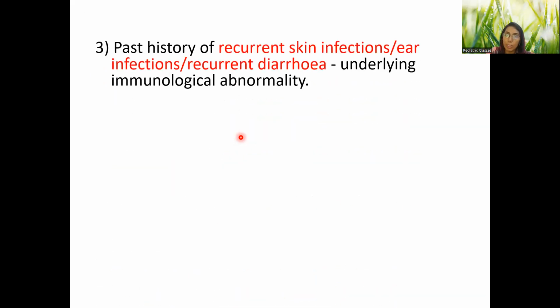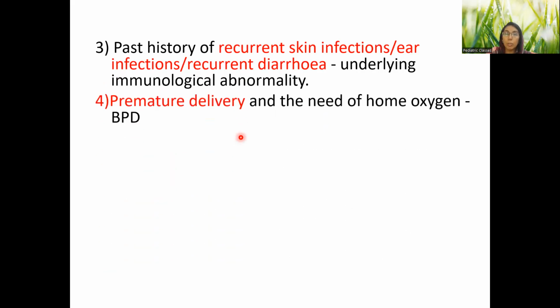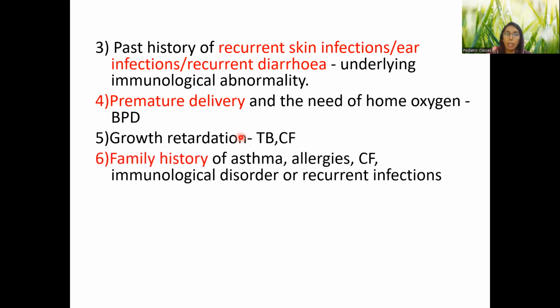Now, you also need to ask about the past history of recurrent skin infections or ear infections or recurrent diarrhea to rule out immunological abnormalities. Premature delivery and the need for home oxygen suggest a diagnosis of bronchopulmonary dysplasia as a cause of recurrent pneumonia. Now, you have to see whether the child is growth retarded, because growth retardation is seen in tuberculosis, cystic fibrosis, etc. Family history of allergy, asthma, cystic fibrosis, immunological disorders, recurrent infections, all this has to be asked.